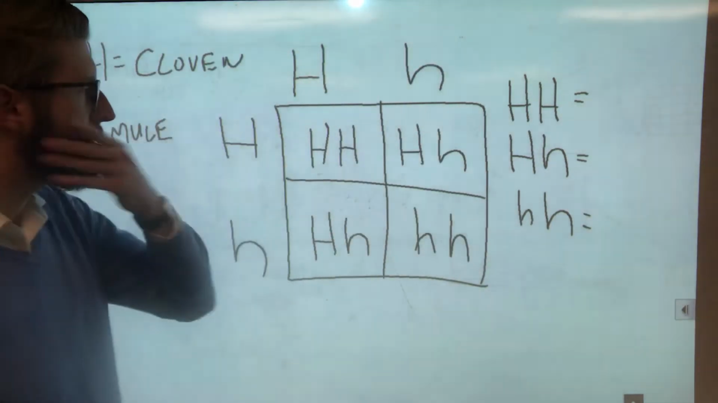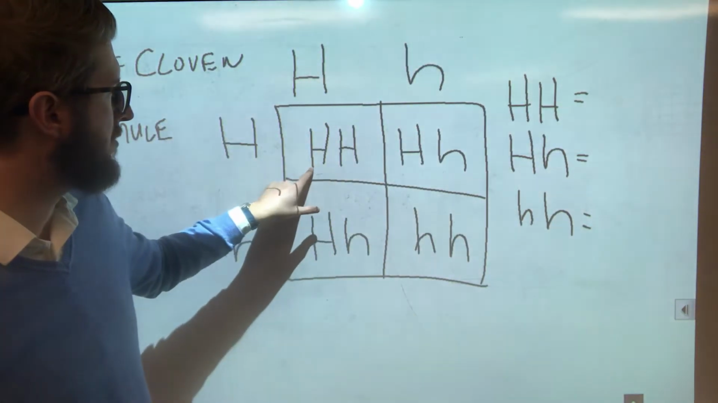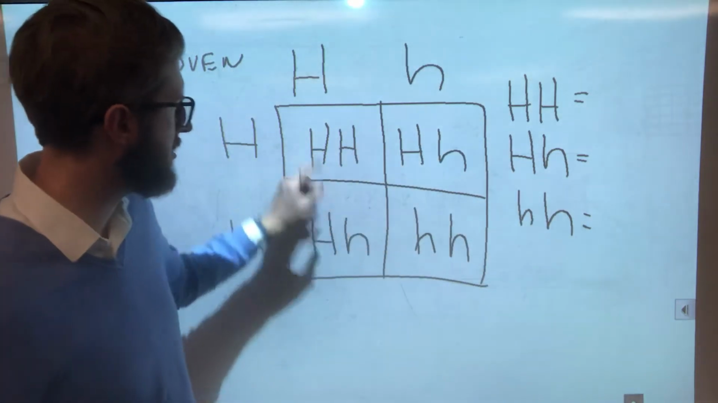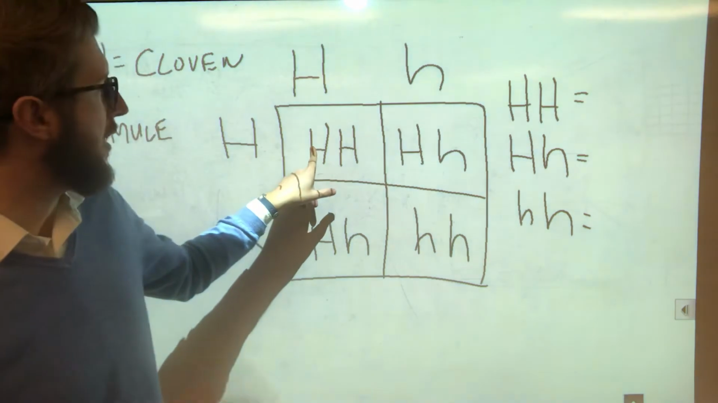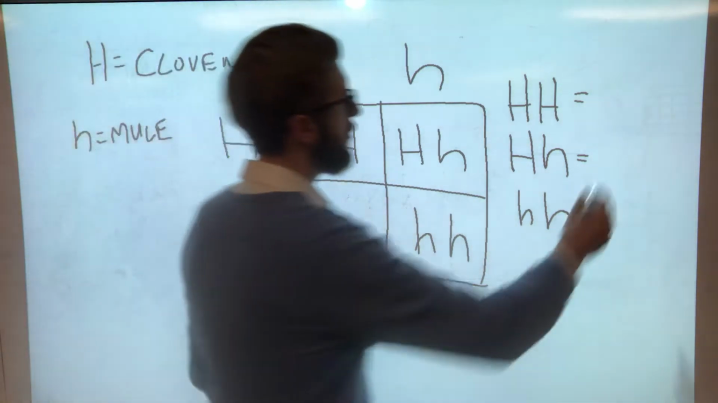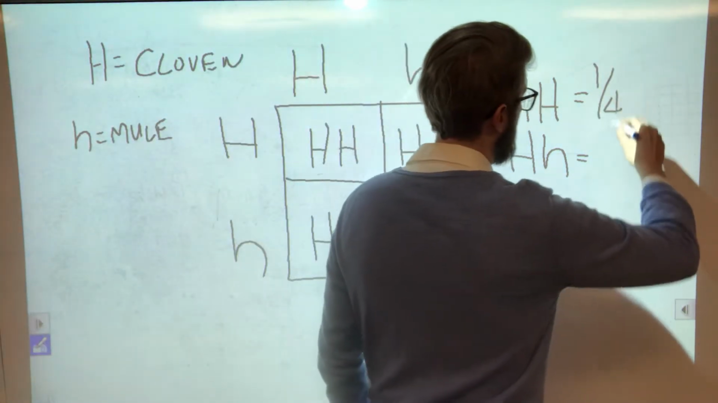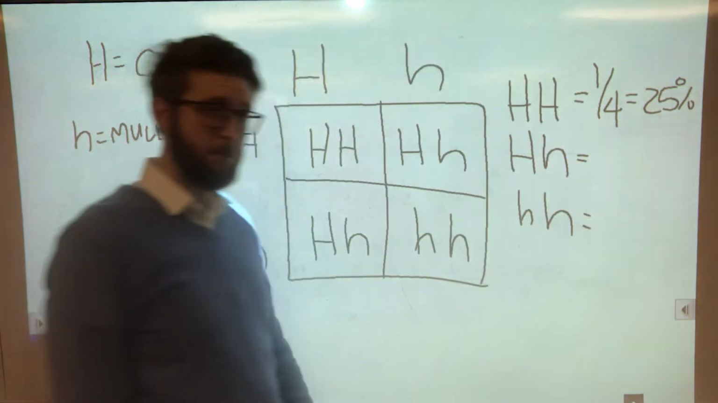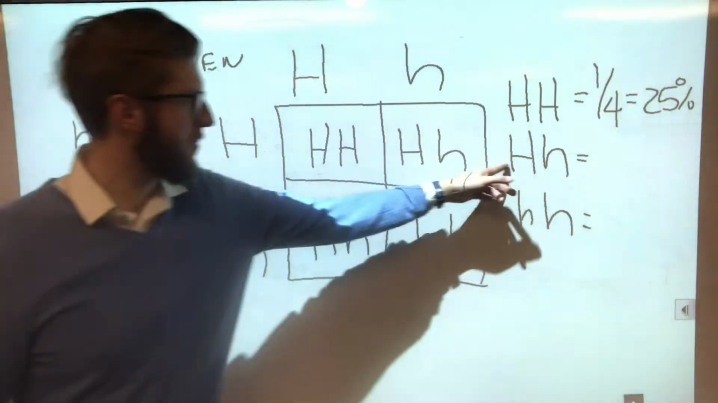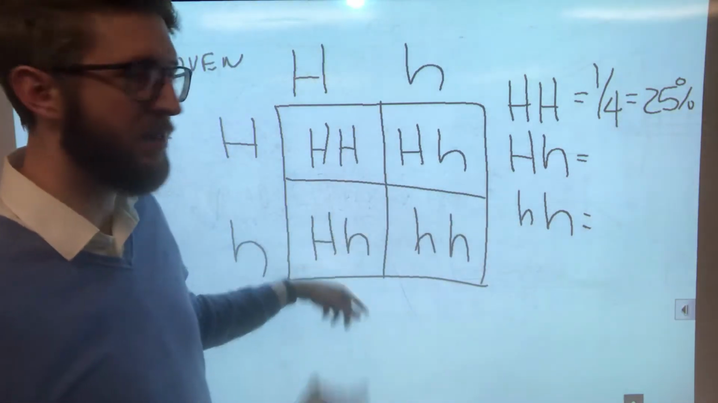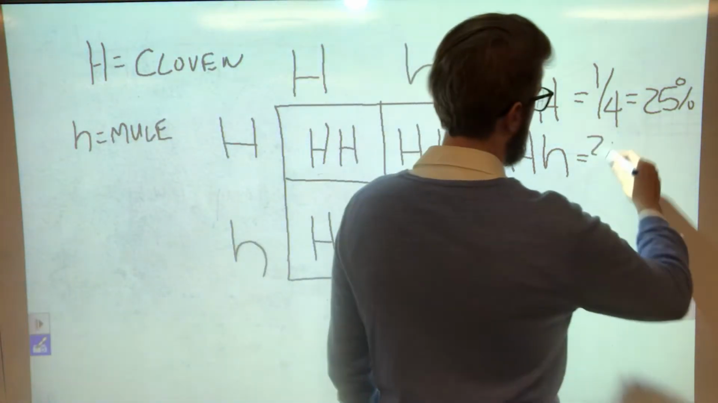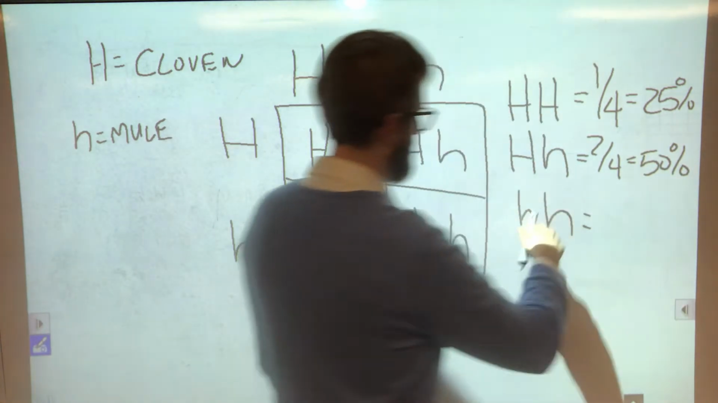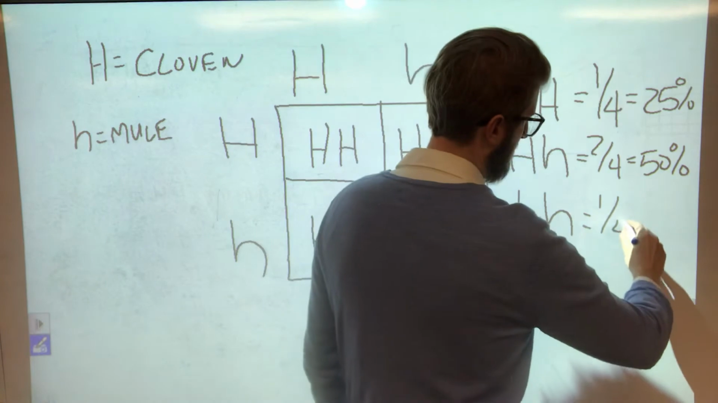Now, what's the percent chance? Well, of big H, big H, well, how many squares? There's 4 squares, and only one of them has big H, big H. So there's a 1 in 4 chance, which is 25%, that it'll be big H, big H. What about big H, little h? There's 2 out of the 4, so that's a 50% chance. Little h, little h, there's a 1 out of 4 chance.